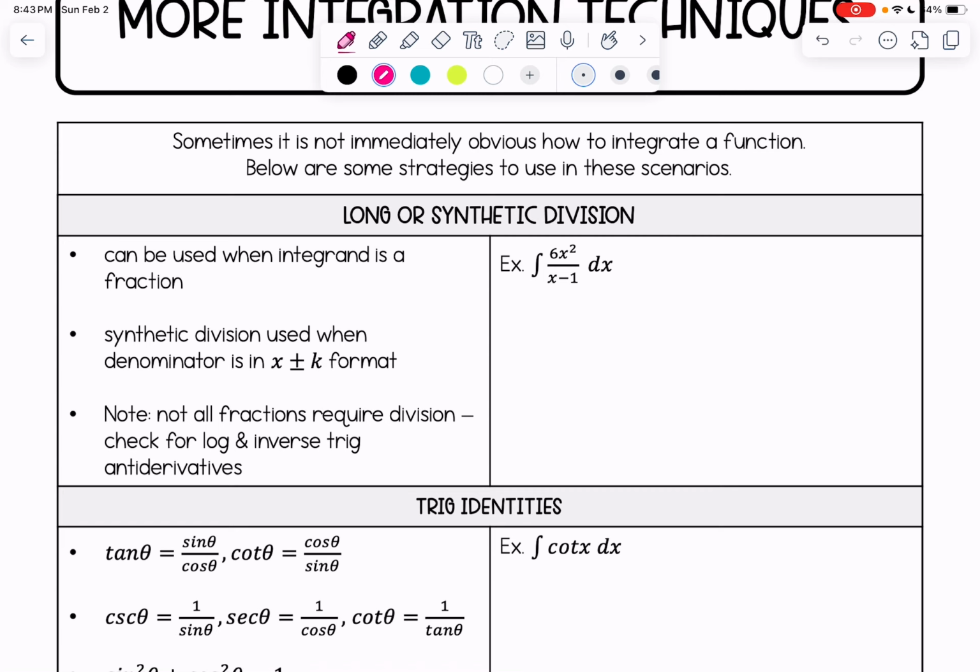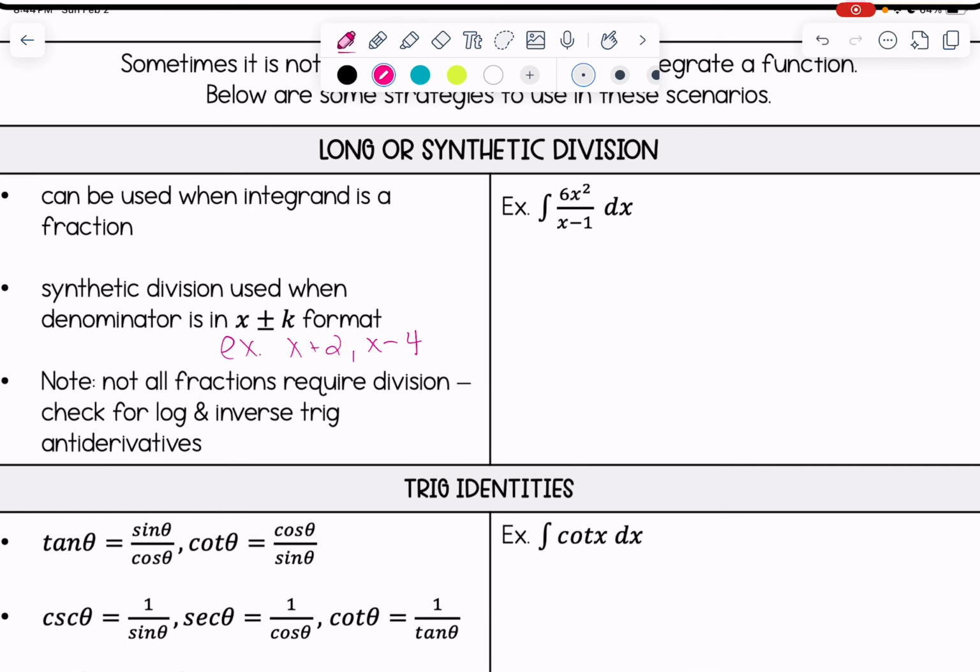So longer synthetic division can be used whenever the integrand is a fraction. Just recall from pre-calc that synthetic division is used when the denominator is in x plus or minus k format. So for example, it could be x plus 2 or x minus 4. And note, not all fractions are going to require division. Sometimes there are other things we could do, like looking for log or inverse trig antiderivatives.